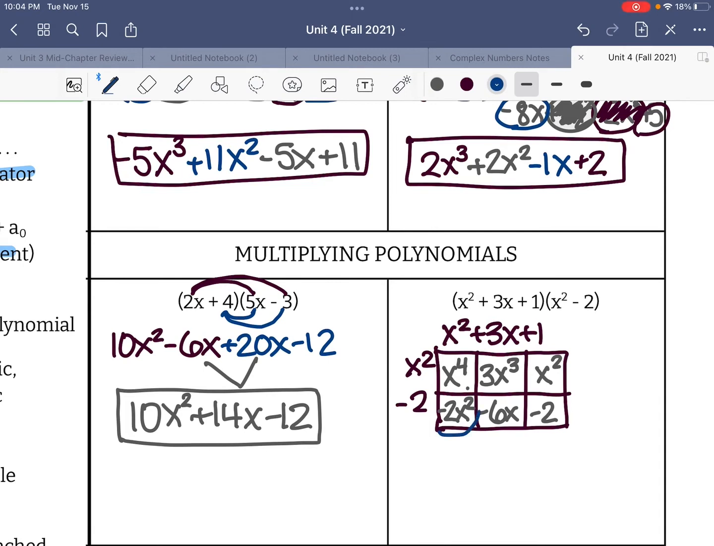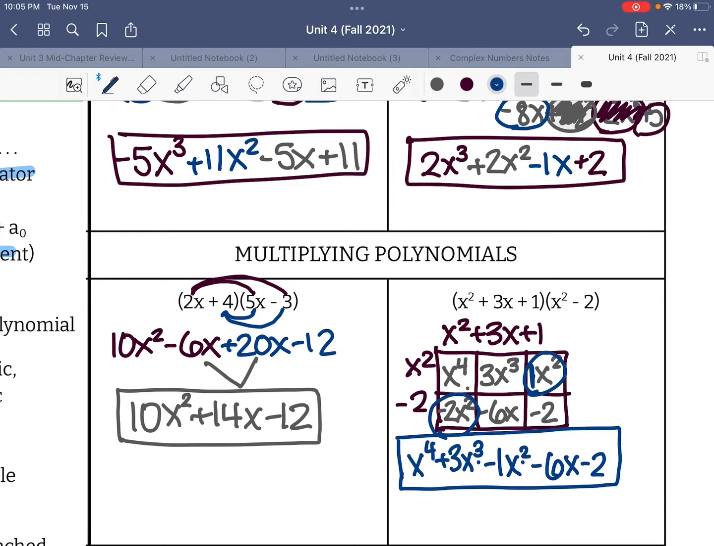And then I'm going to add together my x squareds, which this one right here is really 1x squared. So negative 2 plus 1 is negative 1x squared. I'm going to put the x to the 4th and the 3x to the 3rd in front, and the negative 6x and the minus 2 at the end. Notice how everything I've done has gone decreasing in powers. 4, 3, 2, 1, none. It's always going to do that every time. So since this one started with x to the 4th, it should go x to the 4th, cubed, squared, x to the 1st, constant. You do not have to use this box method.